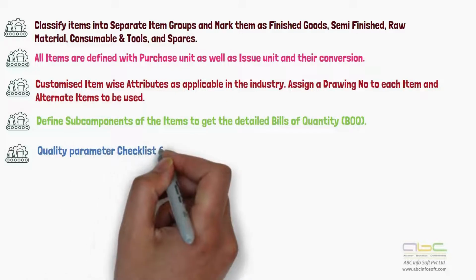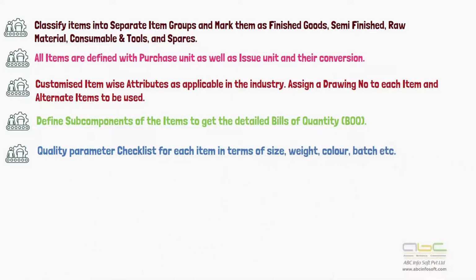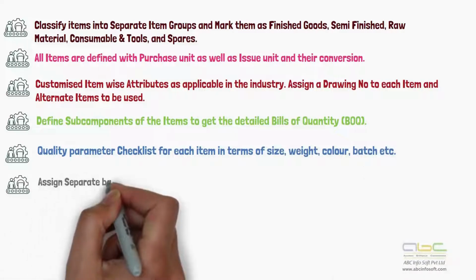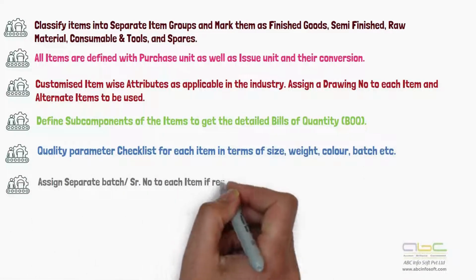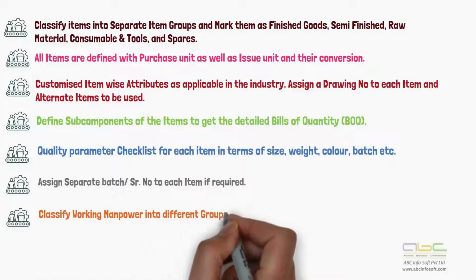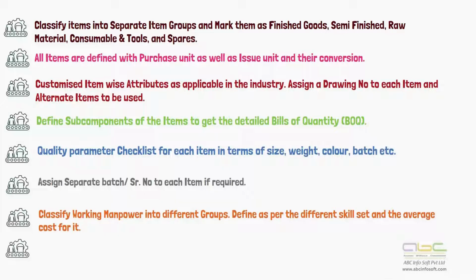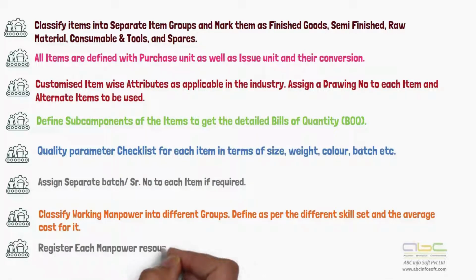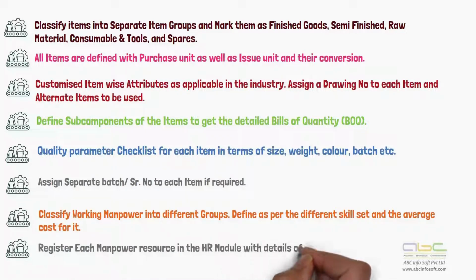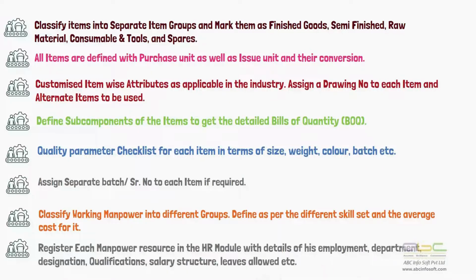Quality parameter checklist for each item in terms of size, weight, color, batch, etc. Assign separate batch, serial number to each item if required. Classify working manpower into different groups. Define as per the different skill set and the average cost for it. Register each manpower resource in the HR module with details of his employment, department, designation, qualifications, salary structure, leaves allowed, etc.